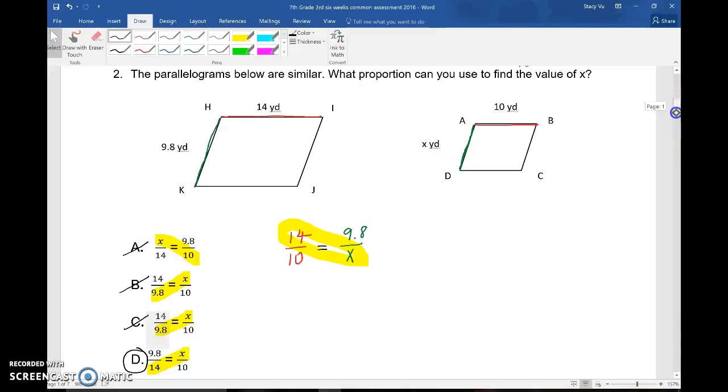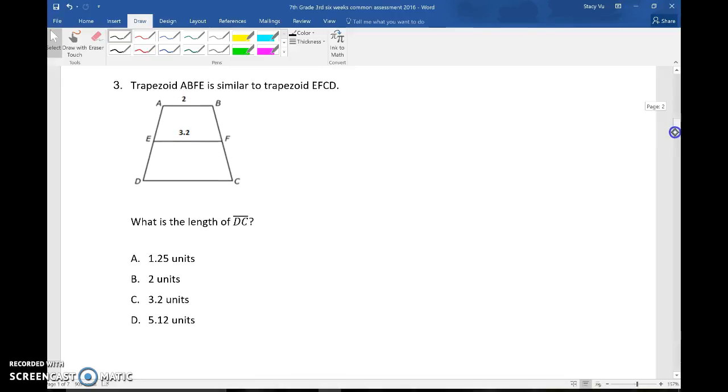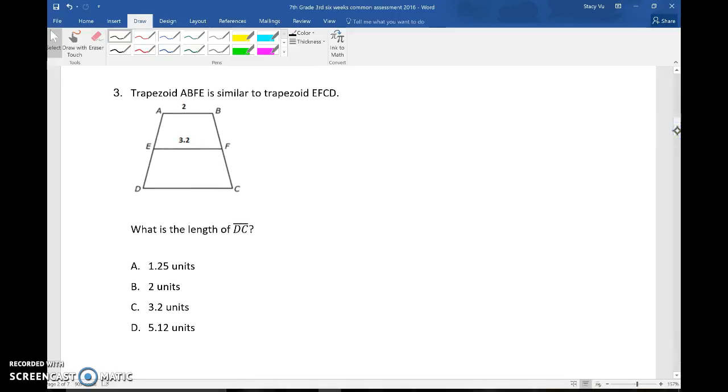Okay, moving right along to number 3. So this one was a little bit tough because we're used to a shape within a shape, not a shape on top of a shape. So if we use our letters up top, it says trapezoid A, B, F, E. So I'm going to go ahead and redraw my trapezoid. And I saw a lot of y'all do that. I was very proud of you. So I have A, B, F, E, and then I have E, F, D, C.